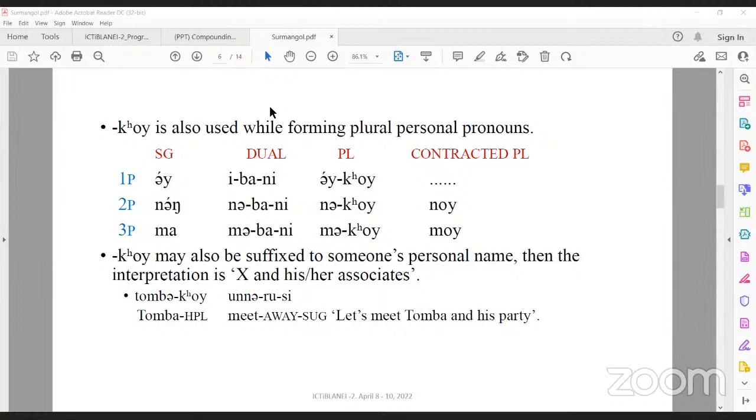Koi may also be used with someone's personal name. Then the interpretation is X and his associates. Tomba Koi Unarusi. Tomba is a proper noun, a personal name. Tomba Koi Unarusi: here, let's meet Tomba and his party. Next slide.